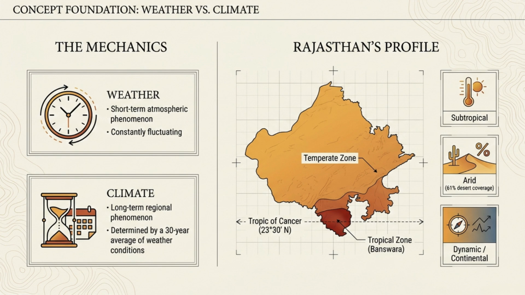Let's establish our foundation. Weather is a short-term atmospheric phenomenon that is constantly fluctuating. Climate, however, is a long-term regional phenomenon, strictly determined by a 30-year average of weather conditions.